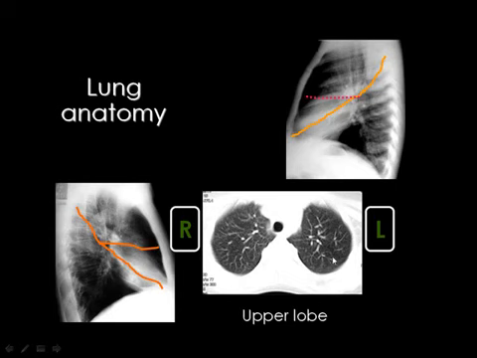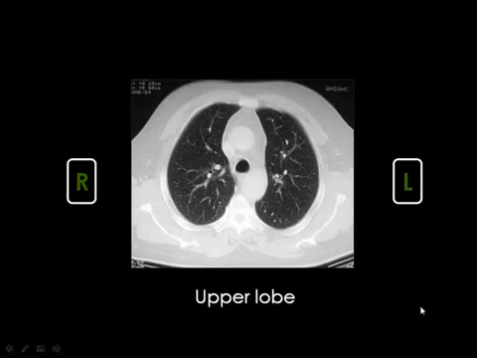And the X-ray film or the CT scan section is just a patient looking to the physician. Then this is the left side of the patient, and this is the right side of the patient. Then you see the trachea, this is the left upper lobe, and this is the right upper lobe. Okay, then you go for this section. Can you see the trachea? Yes. This is the trachea, the left upper lobe, and the right upper lobe.